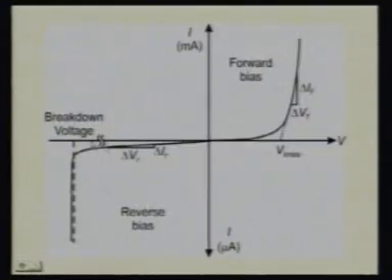Now this is the IV characteristics of a PN junction diode. On this side voltage is positive, on this side current is positive, on this side the voltage is negative and current in this direction. So we see that if we increase voltage in forward bias condition, current does not change very much.